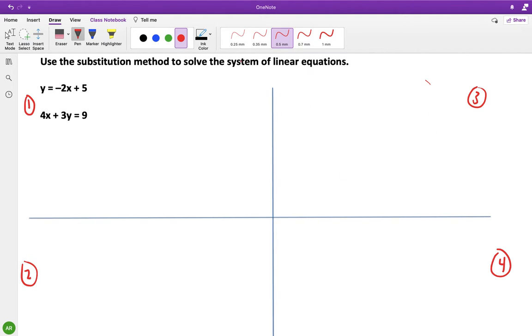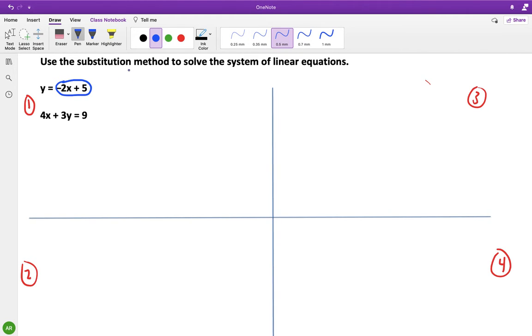Okay, so for our first example, we actually have an isolated variable already. In our first equation, it's in slope-intercept form. We have y equals negative 2x plus 5. This expression right here, negative 2x plus 5, is equal to y. That means y is the same thing as negative 2x plus 5.